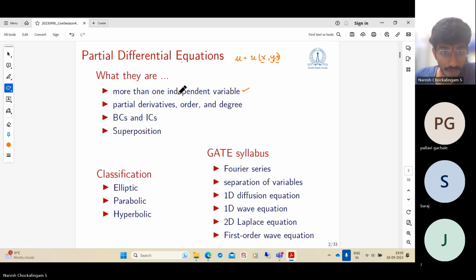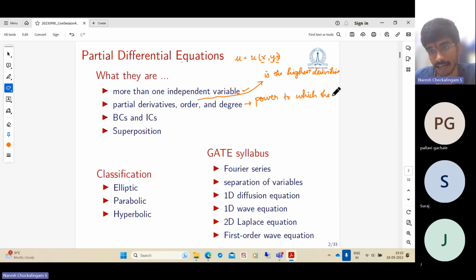And what are those derivatives? They are partial derivatives, not total derivatives. And what is the order of a partial differential equation? The order of a partial differential equation is the order of the highest derivative. So this is the order. And what is the degree? Degree is the power to which the highest derivative of a PDE is raised. So these are very similar to what we have in ordinary differential equations.